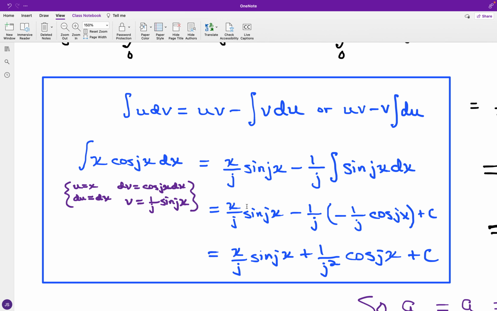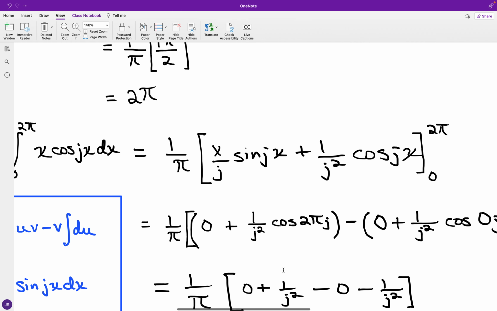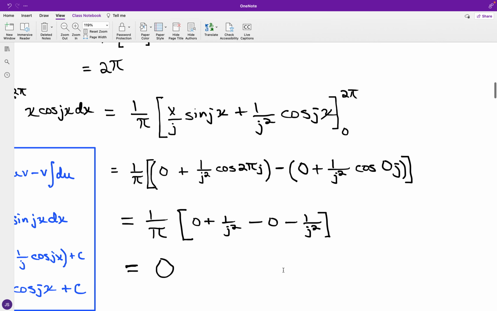Okay, so we still had the first antiderivative. Now we got minus 1 over j, and the integral of sine is going to be negative cosine. In this particular case, we have negative 1 over j cosine of jx. So for the integral of what we have here, we got the result to be x over j sine of jx plus 1 over j squared times the cosine of jx, followed by the constant. And taking this over to what we have with the integral, as x goes from 0 to 2 pi.